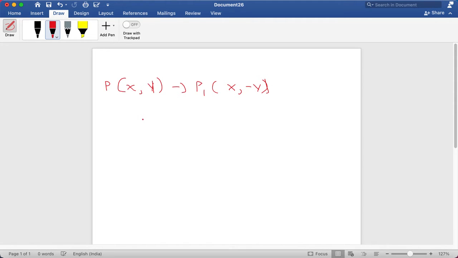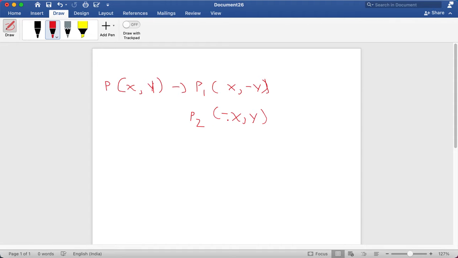Now if you reflect it across the y-axis, if you have the same P of x comma y, P2 will be equal to minus x comma y. This is when you reflect it across the y-axis.